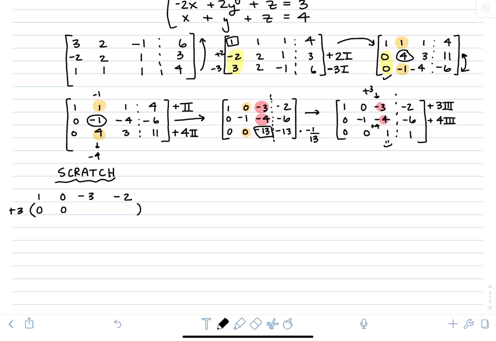So 3 times 0, 0, 1, 1. Okay, so 1 plus 3 times 0 is 1 plus 0, 1. 0 plus 3 times 0 is 0. And negative 3 plus 3 times 1 is 0. And negative 2 plus 3 times 1 is negative 2 plus 3, which is 1. Okay, so then rewriting this, our new equation 1 is 1, 0, 0, 1.